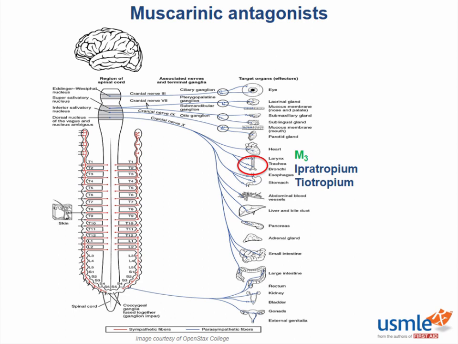Ipratropium and tiotropium are high yield because these are inhalation treatments that COPD and asthma patients receive. They decrease bronchial smooth muscle tone, making it easier to breathe.